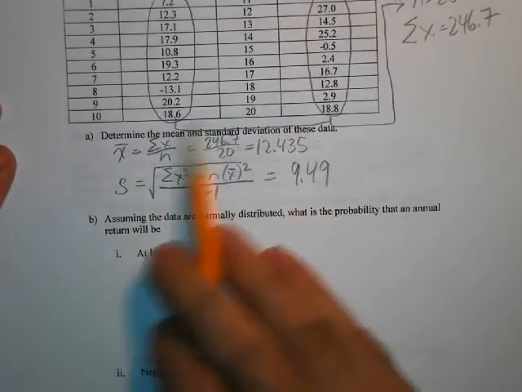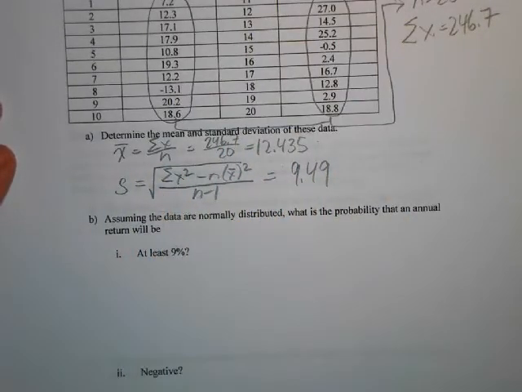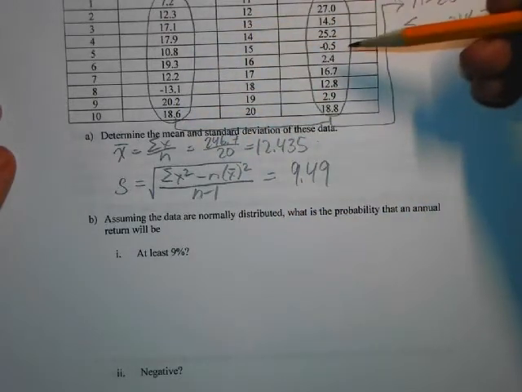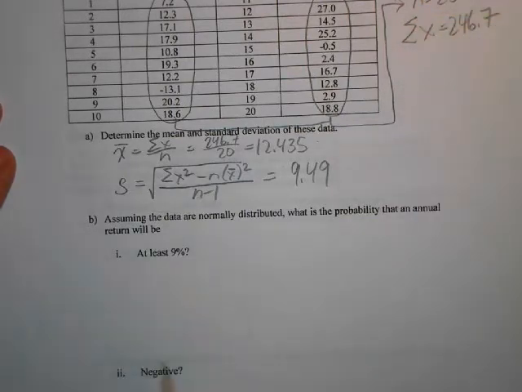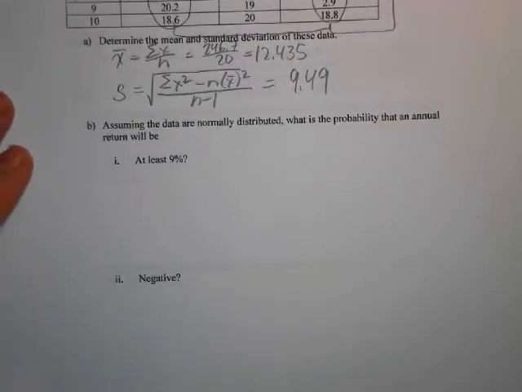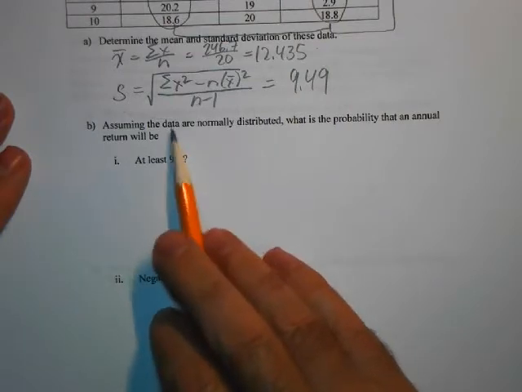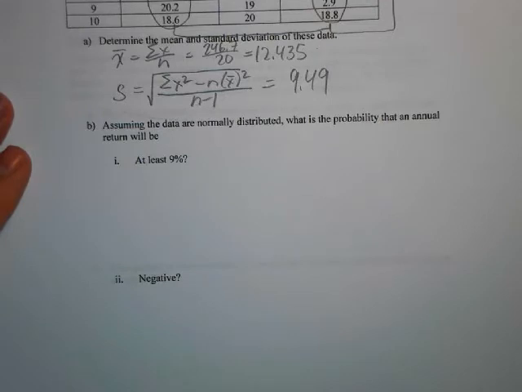So we've got the mean and standard deviation. This is going to allow us to use the normal distribution and z-scores to answer any questions about probability of a certain rate of return or return below a number, etc. So we've got a couple of those questions here. Assuming the data are normally distributed, which is a fairly safe assumption, but they've made it for us, what's the probability that annual return will be, the first part is, at least 9%?